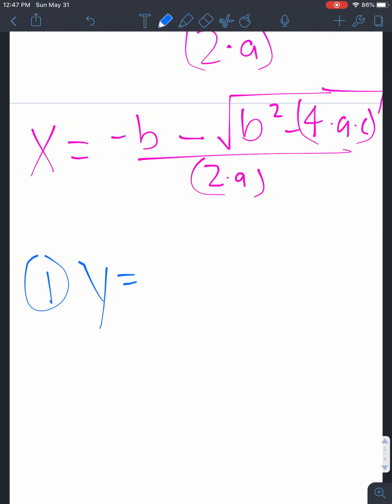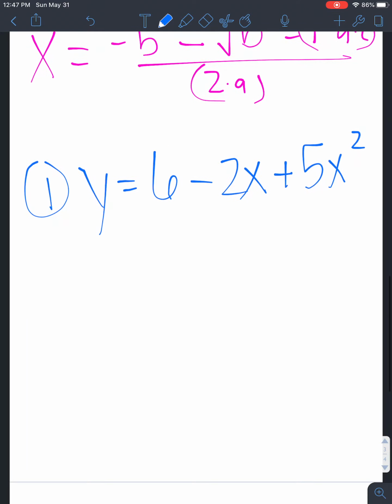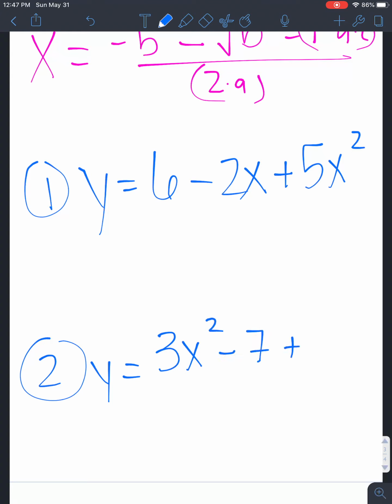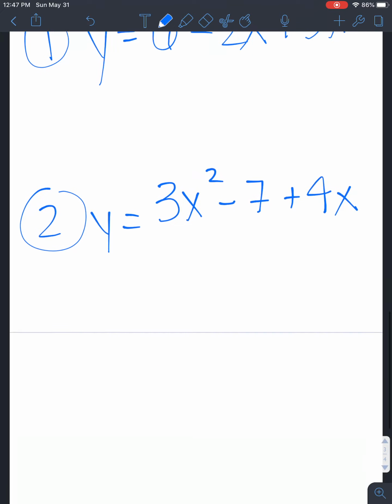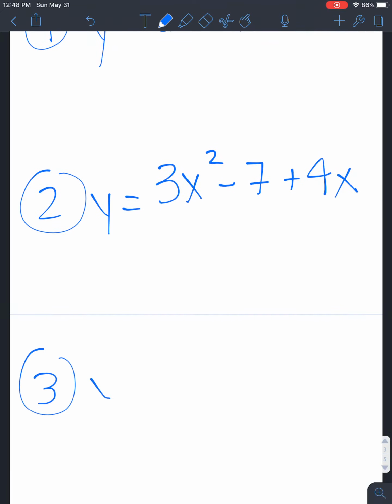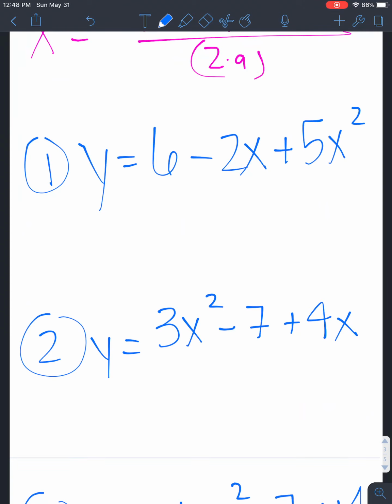So if we have y equals 6 minus 2x plus 5x squared, y equals 3x squared minus 7 plus 4x, and y equals 4x squared minus 7x plus 4x. All right, so those are your 3 problems.